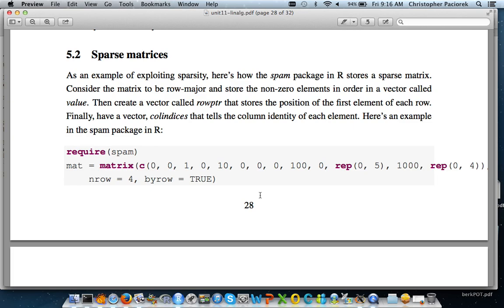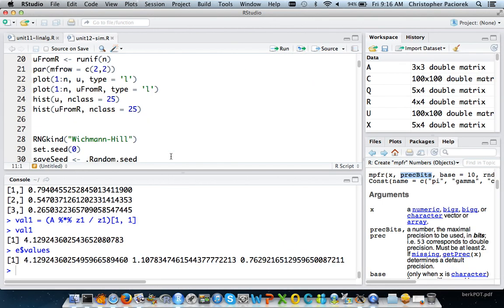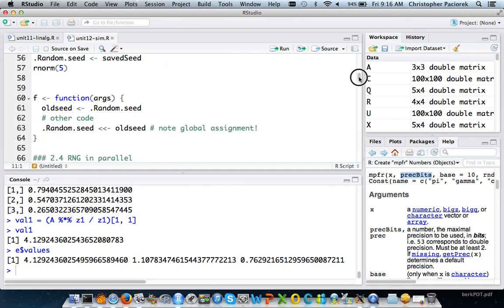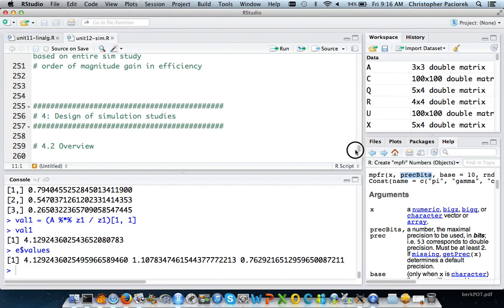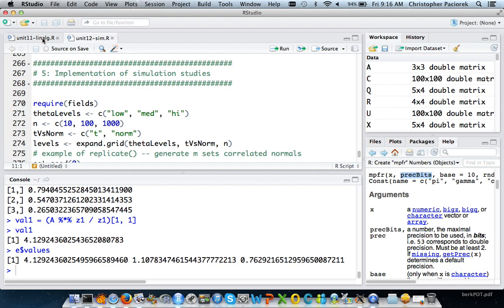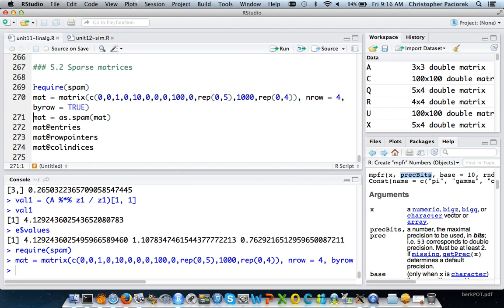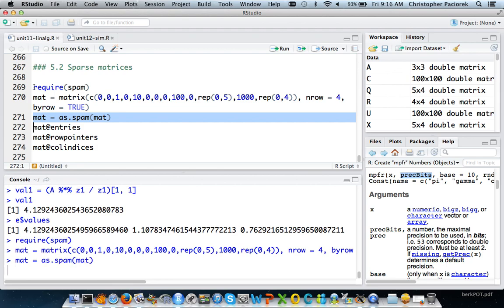And if one uses the spam package in R, which is good for arbitrary sparse matrices, and particularly if you're doing Cholesky decompositions with them, we can look at that in R and see what happens. I'm on the wrong file here. So what I'm going to do is make the matrix in full form as a dense matrix, which if it's a really big matrix, you would have some problems with first making the dense matrix and then converting it to a sparse matrix. But in this case, we can obviously do that. Now I'm going to convert it to the spam format for sparse matrices.